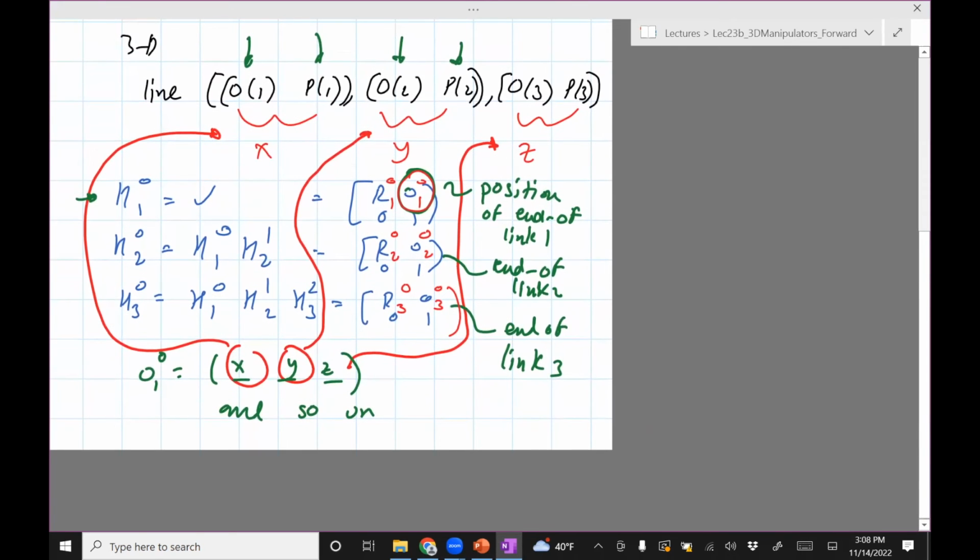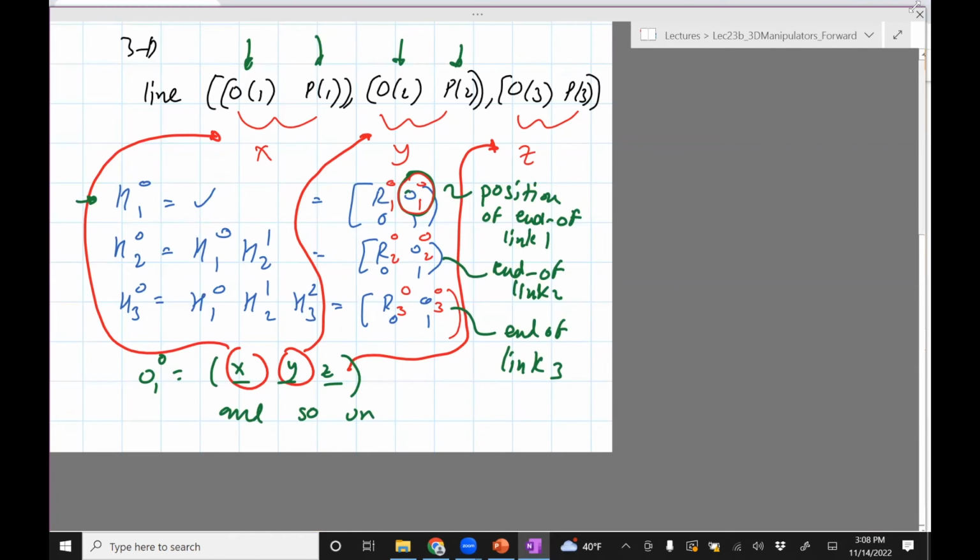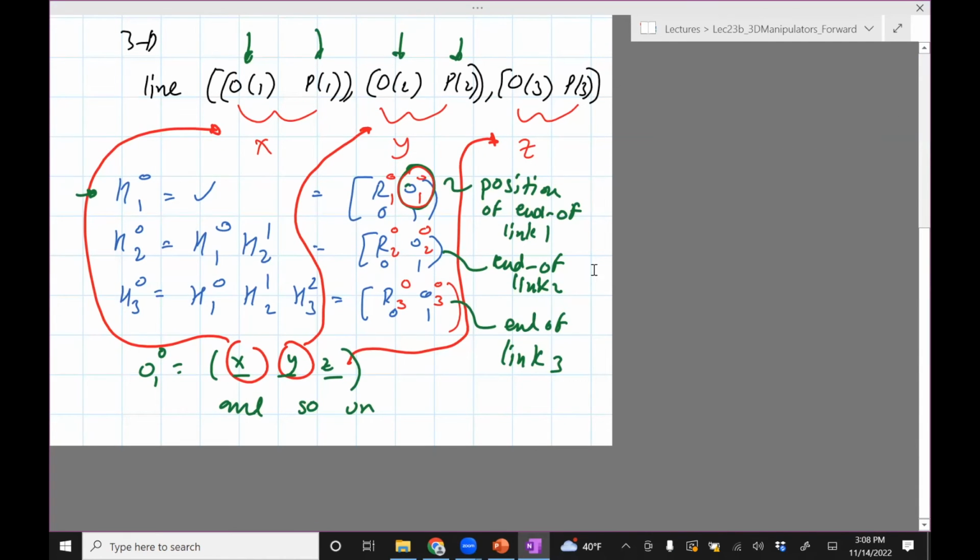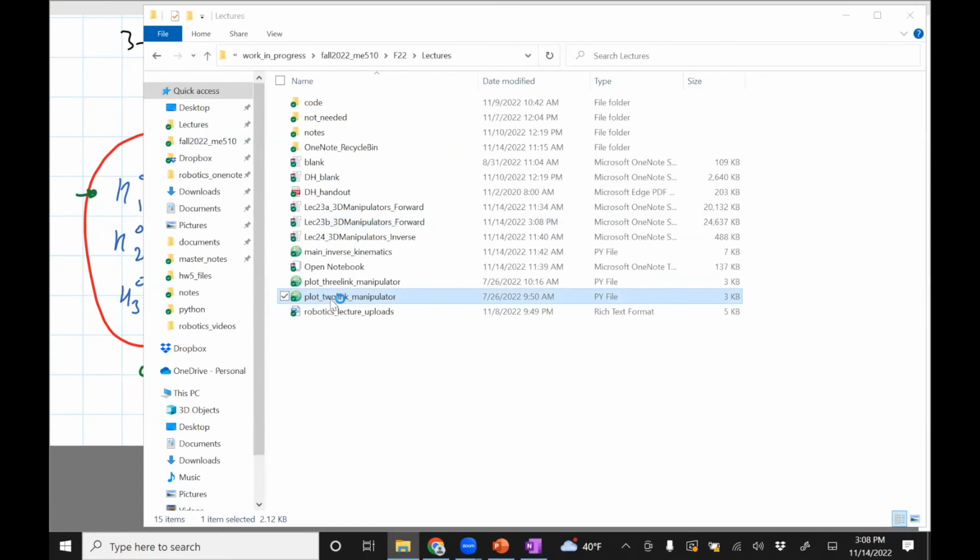Okay, so this is very rough, but you have to really look at the code to understand this. It's much easier than trying to write it down. Okay, so I'll show you code which will animate a manipulator. So first I did a two-link example.